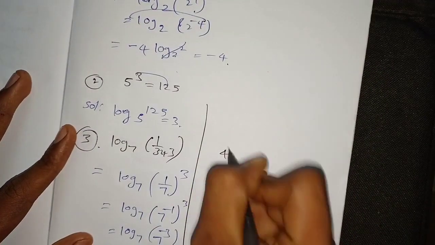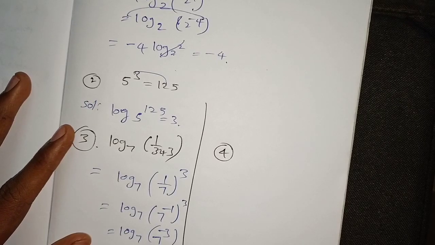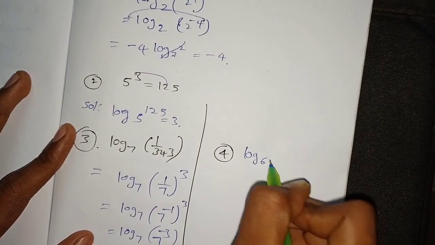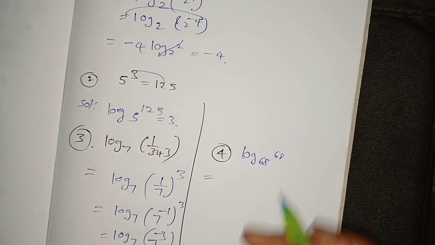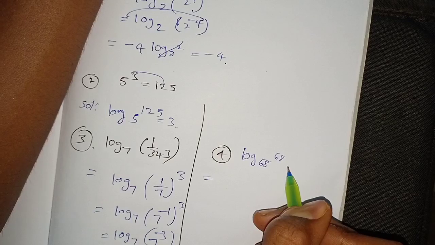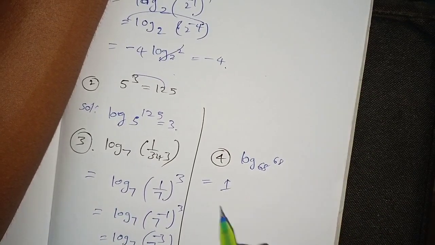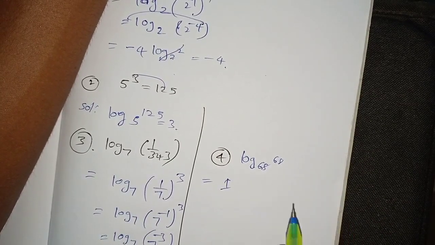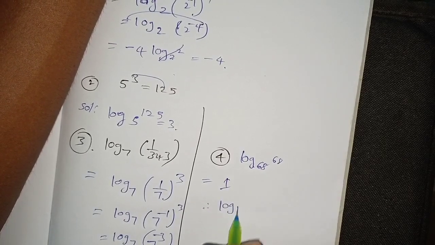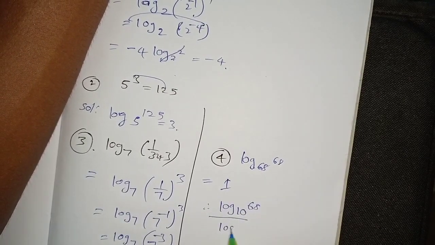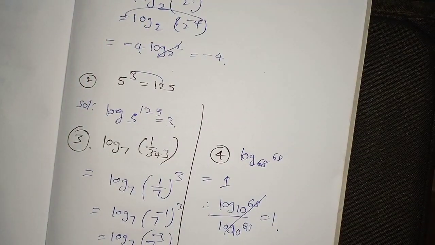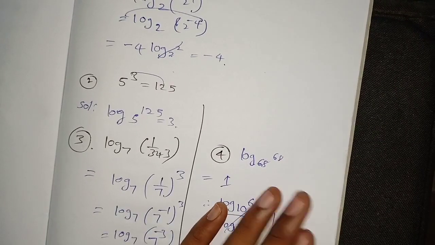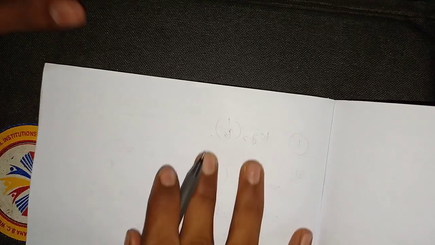So guys, next another problem, log 68 power of 68. So base and power are equal, then log a power of a equal to simply 1. Or we can also do it by another method, that is log 10 68 by log 10 68, which is equal to 1. So guys, we will do another problem for a clearer explanation.